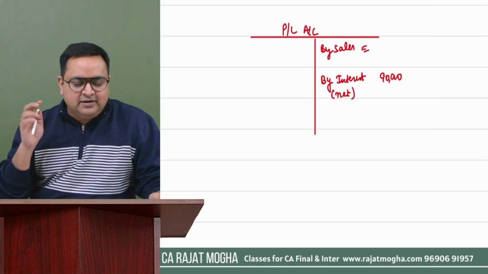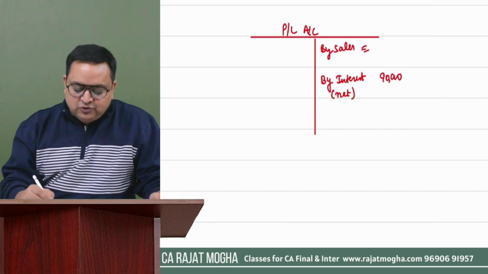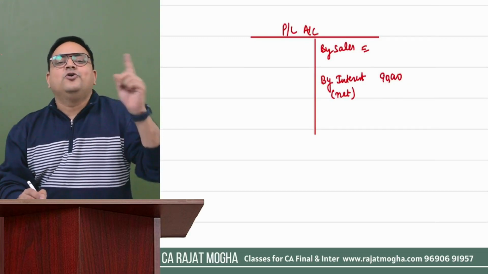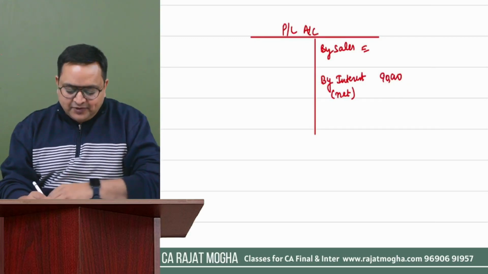It is not PGBP income. Second thing, it is IFOS. So how much will you take in IFOS? Is it 90,000, the net amount, or the gross amount? You will take the gross amount, right? So how will you do it?